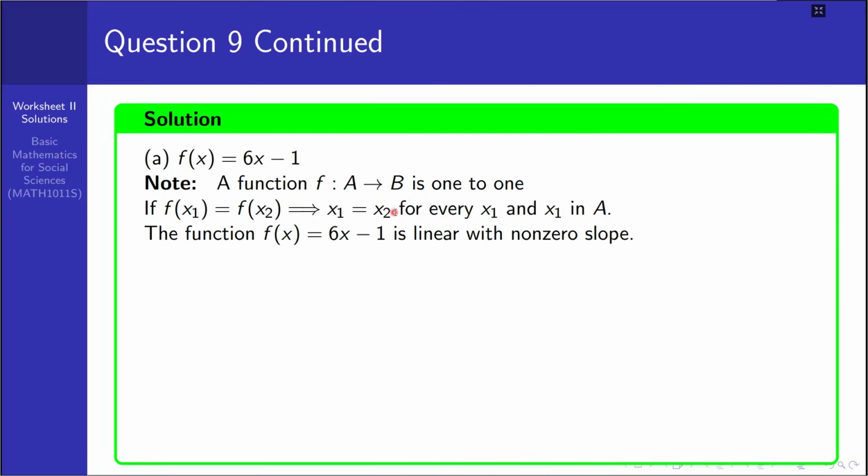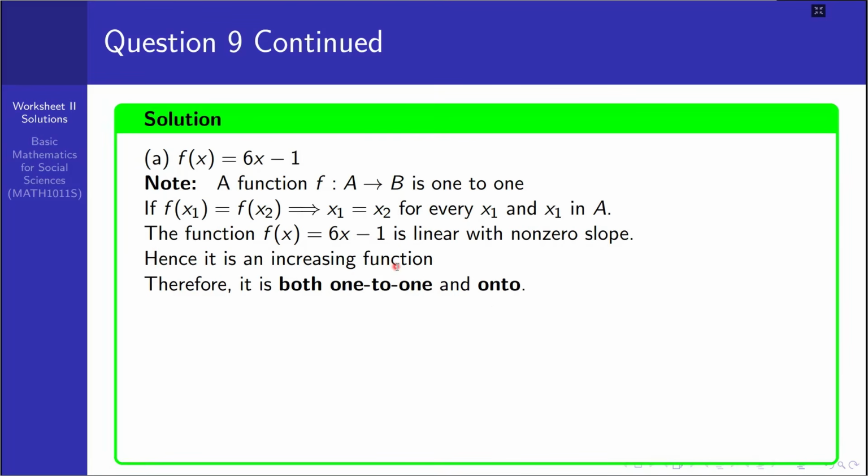So based on this criteria, when we check it, the function that is f of x equal to 6x minus 1 is linear with non-zero slope, which is a strictly increasing function. That means, by the way, any strictly increasing function or strictly decreasing function is always one-to-one. Not only one-to-one, it is also an onto function. Hence it is an increasing function.